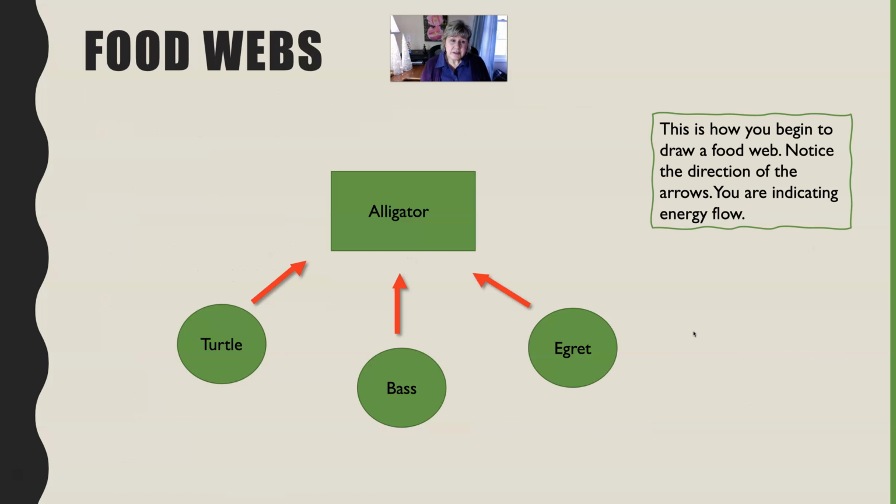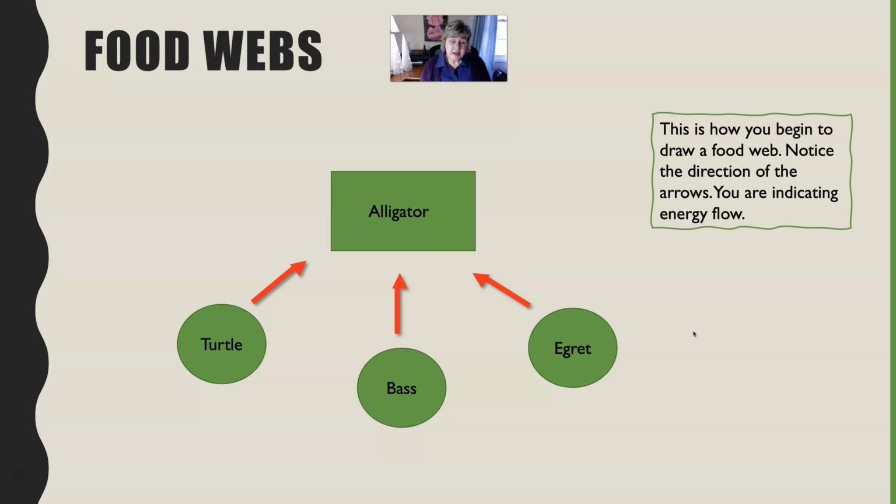Okay, I wanted to mention this about food webs. I told you I was going to tell you something else. This is how you draw a food web. So you see an alligator here at the top. Alligators love to eat a lot. They eat turtles. They eat bass fish. They eat egrets if they can catch them, especially baby ones.